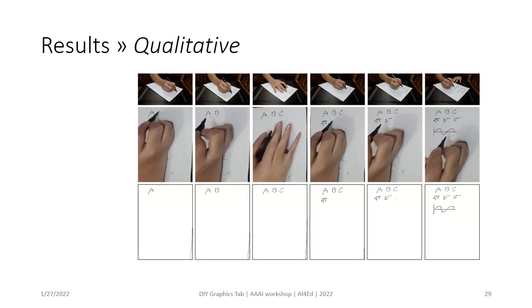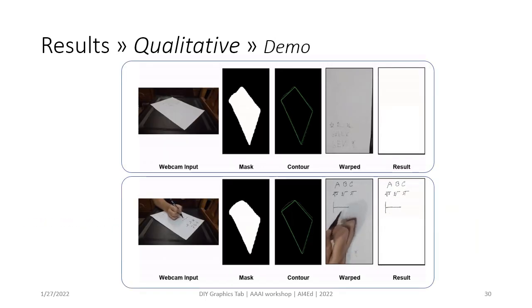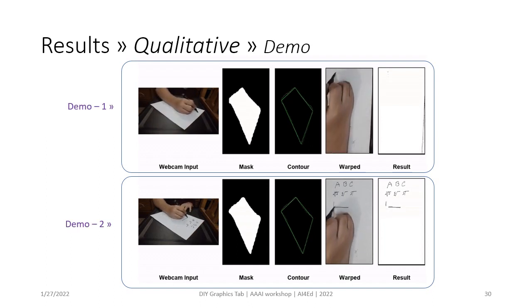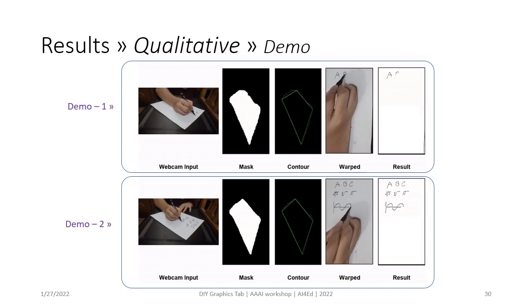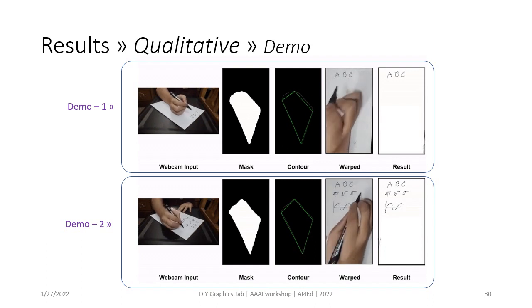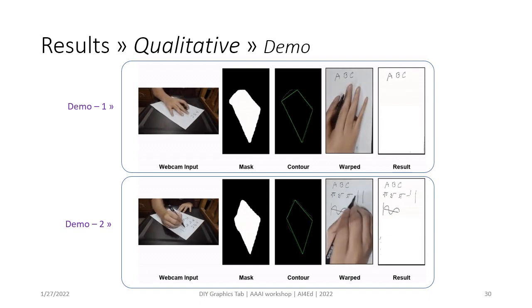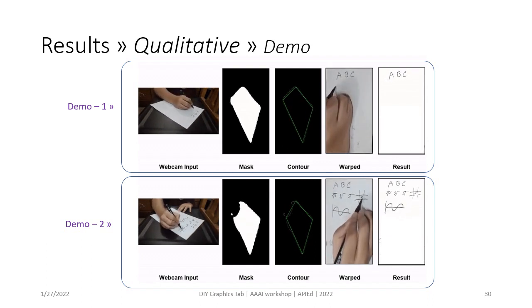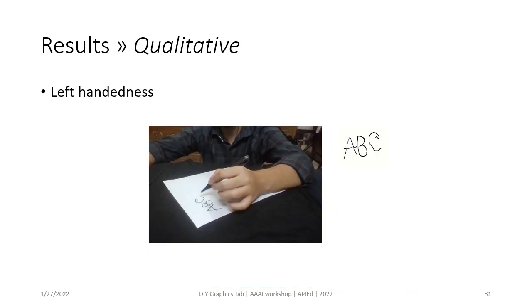Here we can see the qualitative results of our system. The top row represents the input frames from the webcam. The next row shows segmented and perspective transformed paper vision. And the bottom row represents the processed outputs. This slide represents a demo of our DIY graphics tab. This slide represents the correctness of handling the left-handedness in our system.